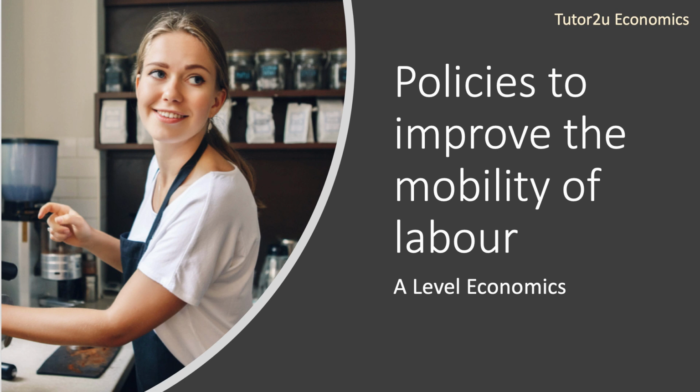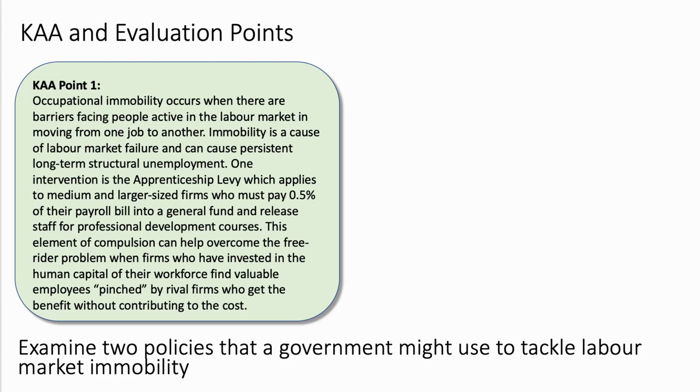This tends to be a question where it's very easy to fall into generalities and vagueness and superficiality. It's important to be specific because that really helps, as we'll see in a few minutes. That helps the evaluation. Here's our question. Examine two policies a government might use to tackle labour market immobility.